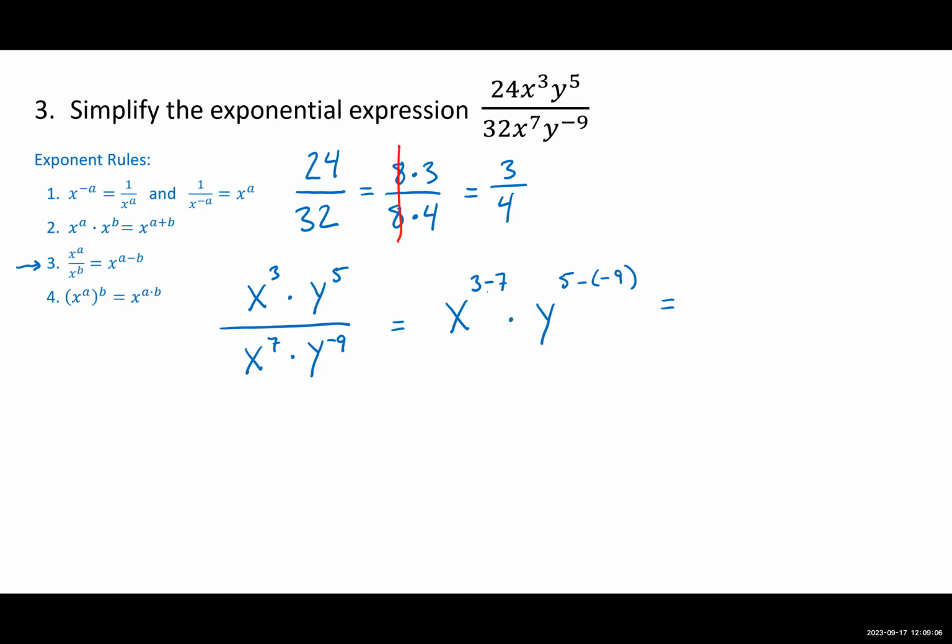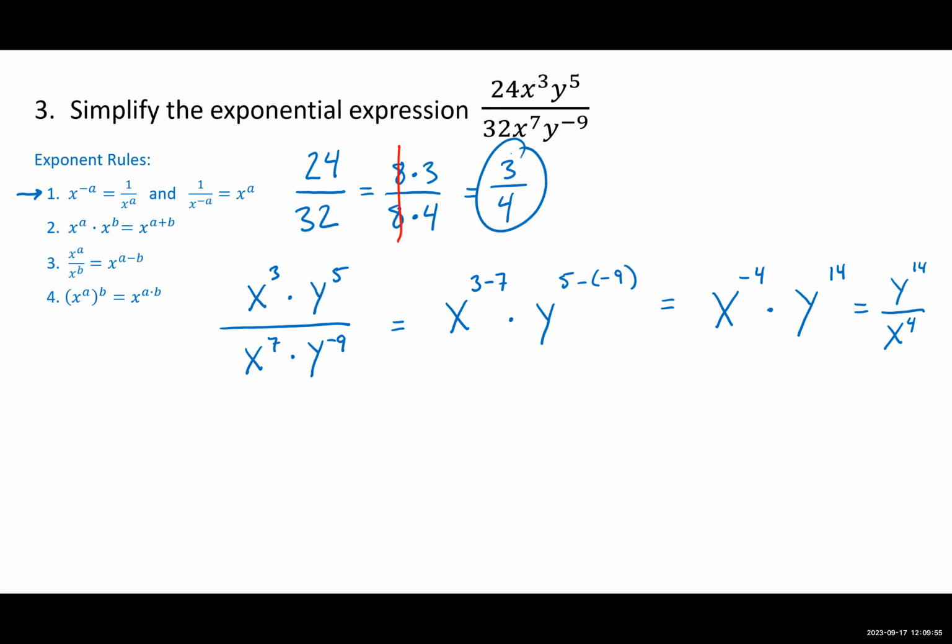So let's put this together. X to the power 3 minus 7, that's x to the power of negative 4. And then we've got y to the power of 5 minus a negative 9, so that's 5 plus 9, which is 14. Now I could apply rule number 1 again, we have a negative exponent. Move that to the other side of the fraction, so that it goes to the bottom and becomes positive. So now we have y to the 14th power on top and x to the fourth power on the bottom. We want our final answer to contain only positive exponents. Doesn't matter if they're a fraction, it just matters that all the exponents are positive.